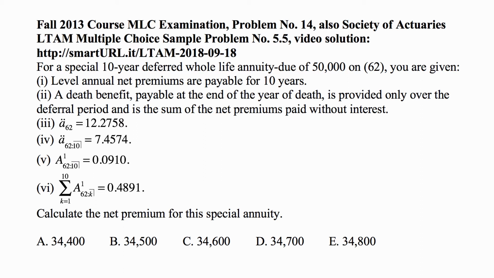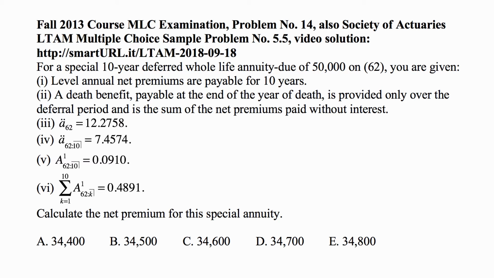Here's a problem for today for exam LTAM. For a special 10-year deferred whole life annuity due of $50,000 on a 62-year-old, you are given that level annual net premiums are payable for 10 years. A death benefit payable at the end of the year of death is provided only after the deferral period and is the sum of the net premiums paid without interest.